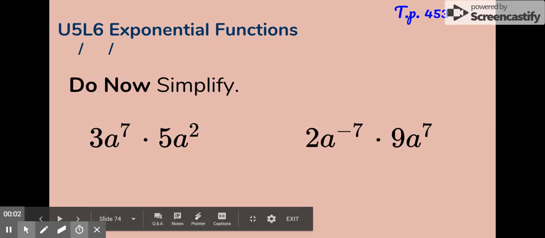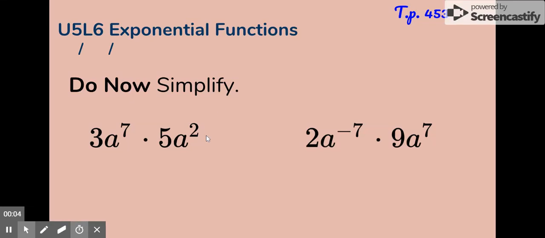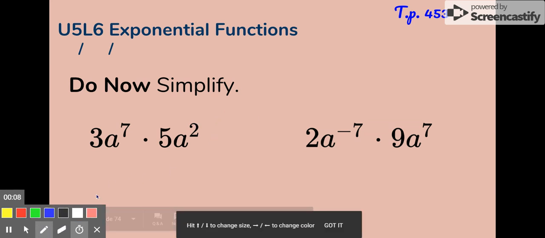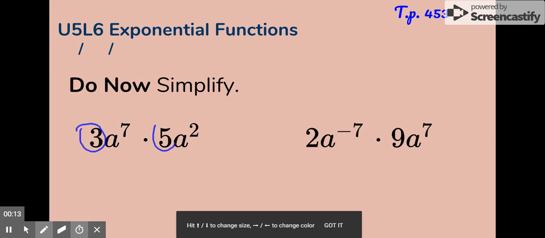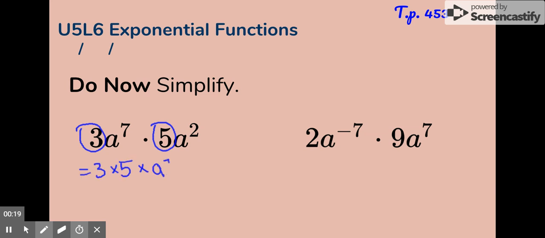We're going to simplify these two expressions, and we need to multiply the coefficients first. So we have 3 and 5. We multiply 3 and 5 first, so 3 times 5. And I'm going to put a to the 7th power, a to the 2nd power after that. So 15, a to the what power?